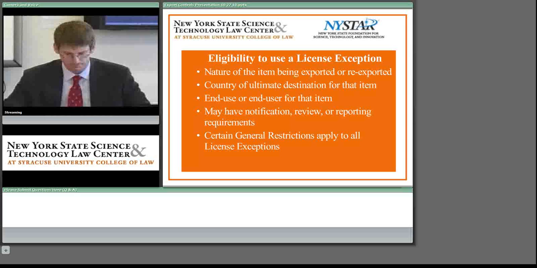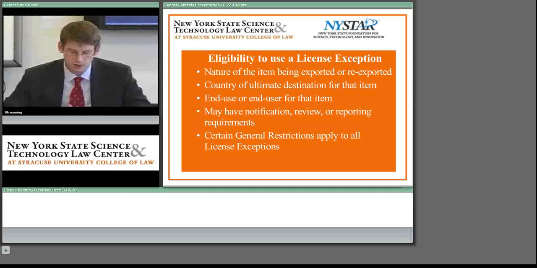By using any of the 16 license exceptions described in Part 740, one is certifying that the terms, provisions, and conditions for the use of the license exception have been met. Eligibility to use a license exception may depend on the nature of the item being exported or re-exported, the country of ultimate destination for that item, the end use or end user for that item, or other circumstances surrounding the export or re-export. Although there is generally no need to apply for permission to use a license exception, it should be noted that some license exceptions may include notification, review, or reporting requirements.